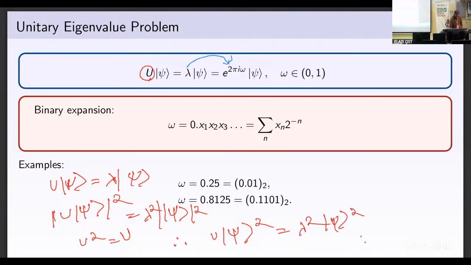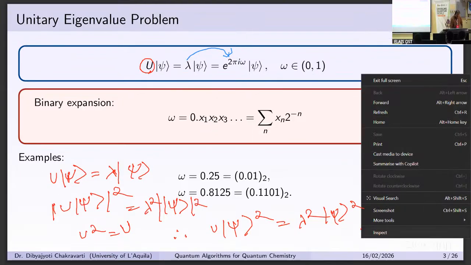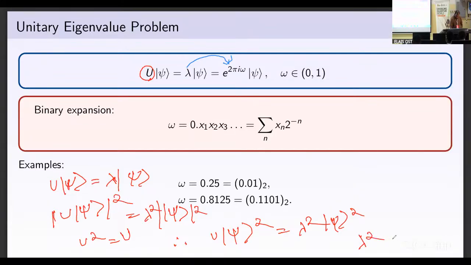Anyway, we can show that lambda squared equals 1. And lambda has to be within 0 to 1. So any real number within 0 to 1 can always be expressed in the Euler formula.